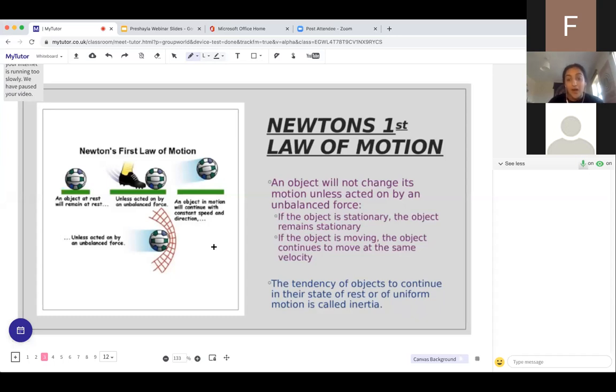Now, if you are higher tier, you need to know this bit in blue, which is the tendency of objects to continue in their state of rest or of uniform motion is called inertia. Quite a complicated statement there, but basically what it means is that the reason things tend to stay the way that they are is because of inertia. You just need to know this key term, inertia. It's the reason that things tend to stay as they are: stay stationary if they start stationary, stay moving if they are in motion.